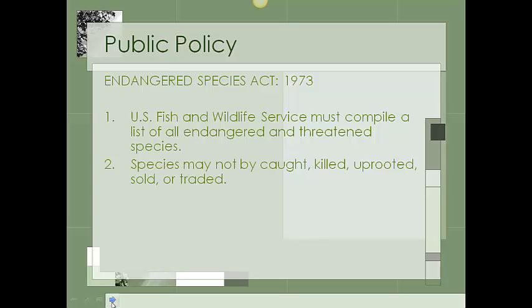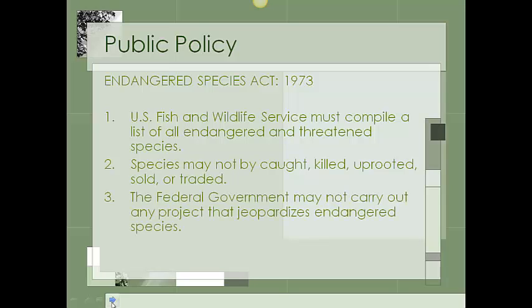The Endangered Species Act also says that these species that are on the list cannot be caught, killed, uprooted, sold, or traded. So not only does it have to do with killing these species, but also the distribution of the species, so selling or trading them.